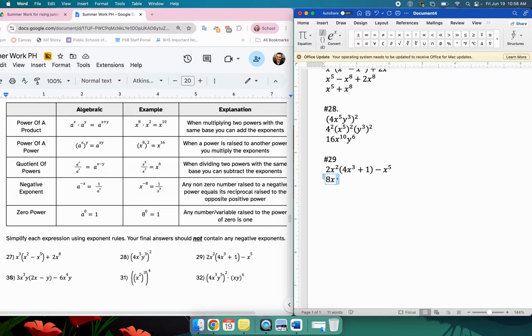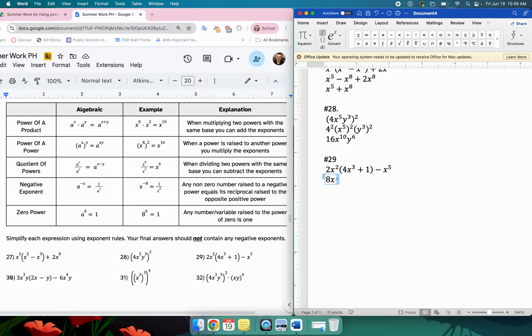And just like before, at this point, you should ask yourself, are there any like terms? Like terms means same variable, same exponent. And yep, sure enough, the first term and the last term have the same variable and same exponent, so they're like terms and can be combined. This is 8x to the 5th, take away 1 copy of x to the 5th, leaving you with 7 copies of x to the 5th, plus 2x squared.